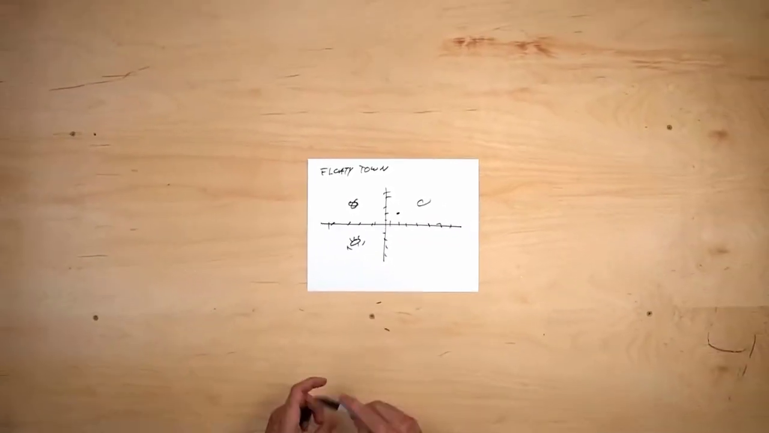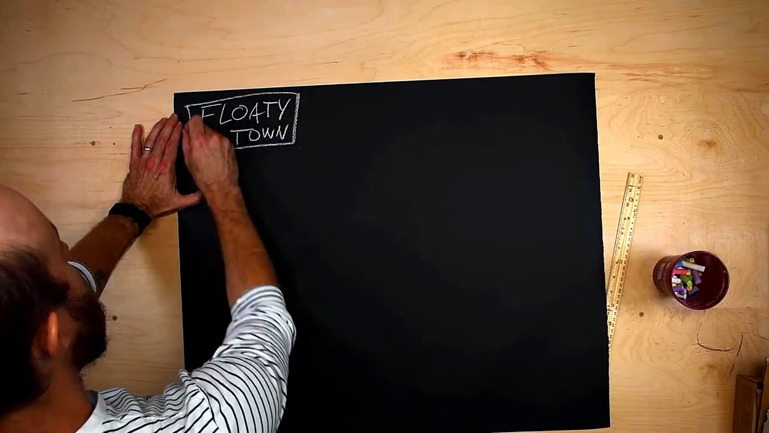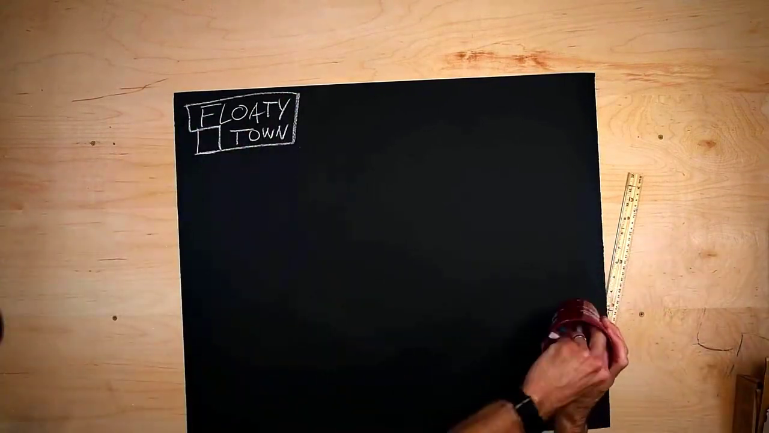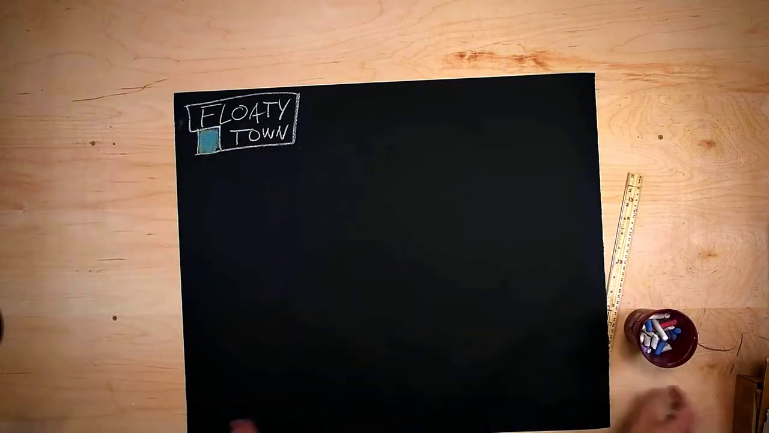So, step one, name it, of course, Floaty Town. Maybe add a little decoration there. It's going to look really nice. I happen to have black paper, but you could use cardboard, white paper, a small sheet of paper, anything you like.